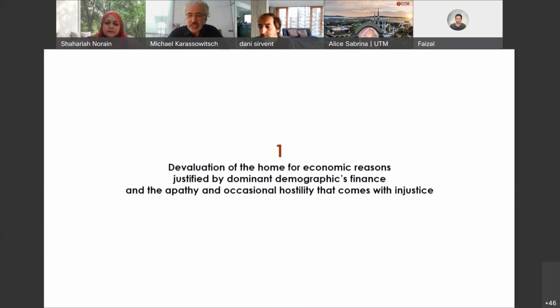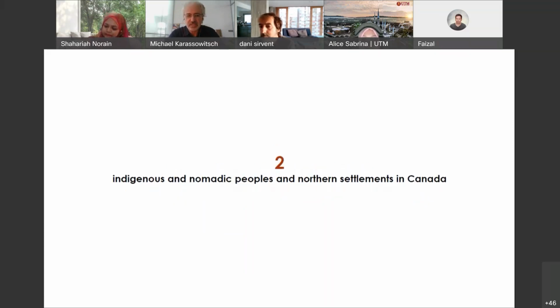My proposal is that it's a devaluation of the home for economic reasons justified by dominant demographics, financial methods, and the apathy and occasional hostility that comes with injustice holds this kind of lack of improvement in place. So then we go a little bit to some other examples. I'm going to go as quickly as possible. I've got lots of pictures.